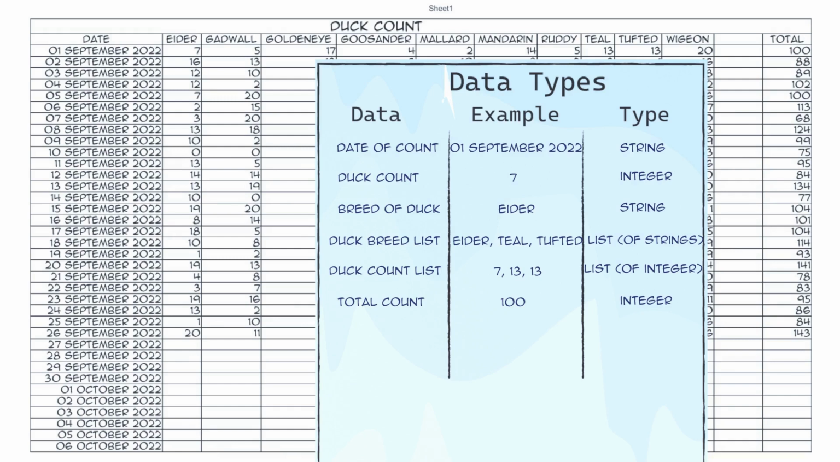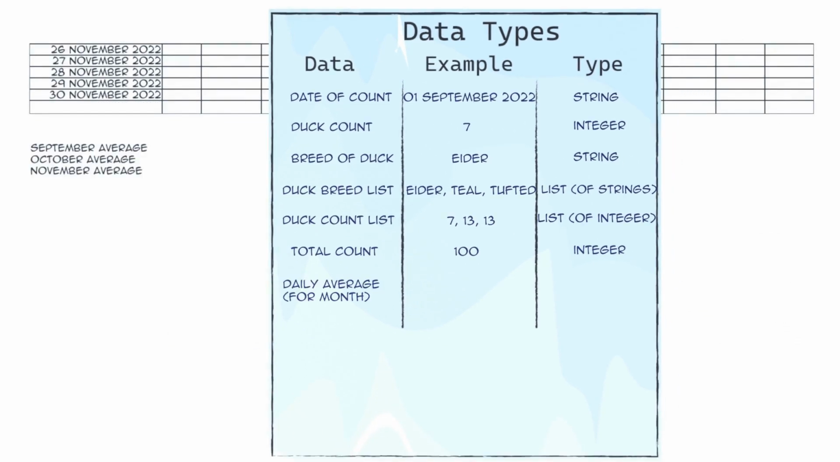The average is the total number of ducks for a particular month divided by the number of days a count was taken in that month. So for example, if we saw 1,575 ducks in September, then the average would be 52.5 ducks per day. Of course, by average we're referring to the mean. The average is a positive real number. It's a real number because real numbers have a fractional part.